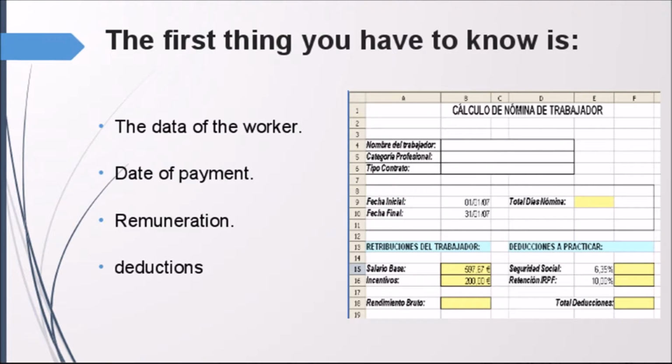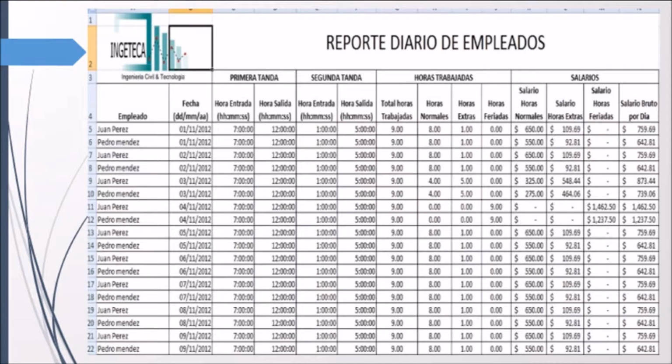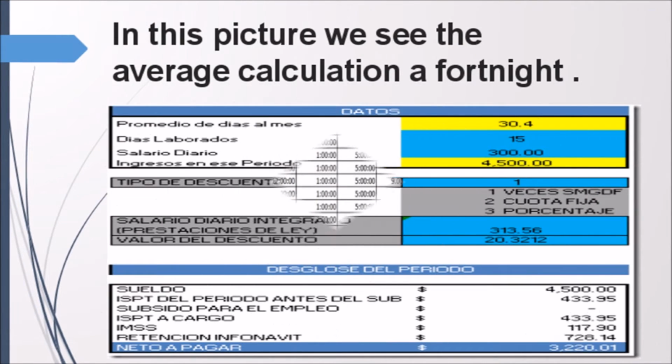The first thing you need to know for payroll is the data of the worker, date of payment, remuneration, deductions. The following table shows the daily report of all employees, where we realize that each employee has stipulated activities that they have to perform. Here it tells us about payments, overtime, breaks and deductions. In this picture we see the average calculation of the fortnight, sample period of days per month, days worked, types of discounts that apply, among others.